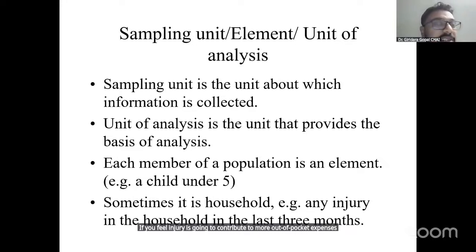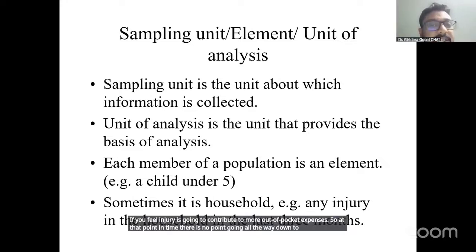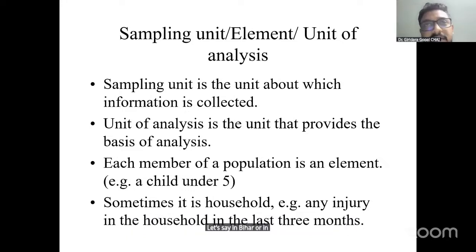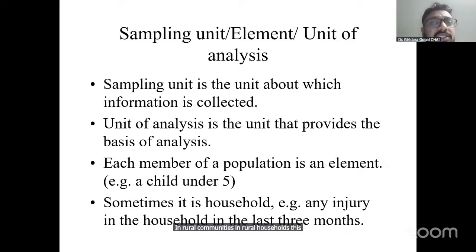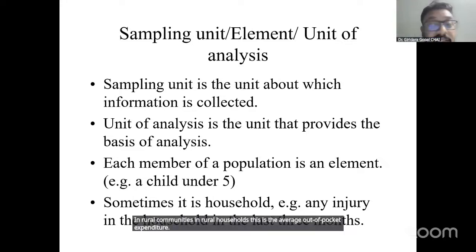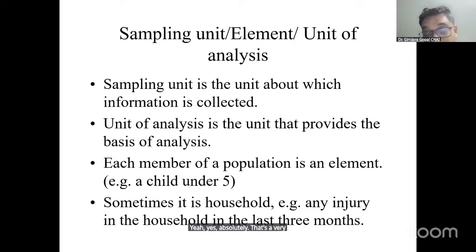At that point in time, there is no point going all the way down to each individual in a locality. You can just probably say, yes, this is a rural community, let's say in Bihar or in Northeast India or in South India. And in this rural community, there were 500 households that we had randomly chosen. And in that 500, we found 30% of households had a history of injury, any injury, it could be any age group. And then you could say, in rural households, this is the average out of pocket expenditure. Yes, absolutely, that's a very useful statistic that we could give for policymakers.